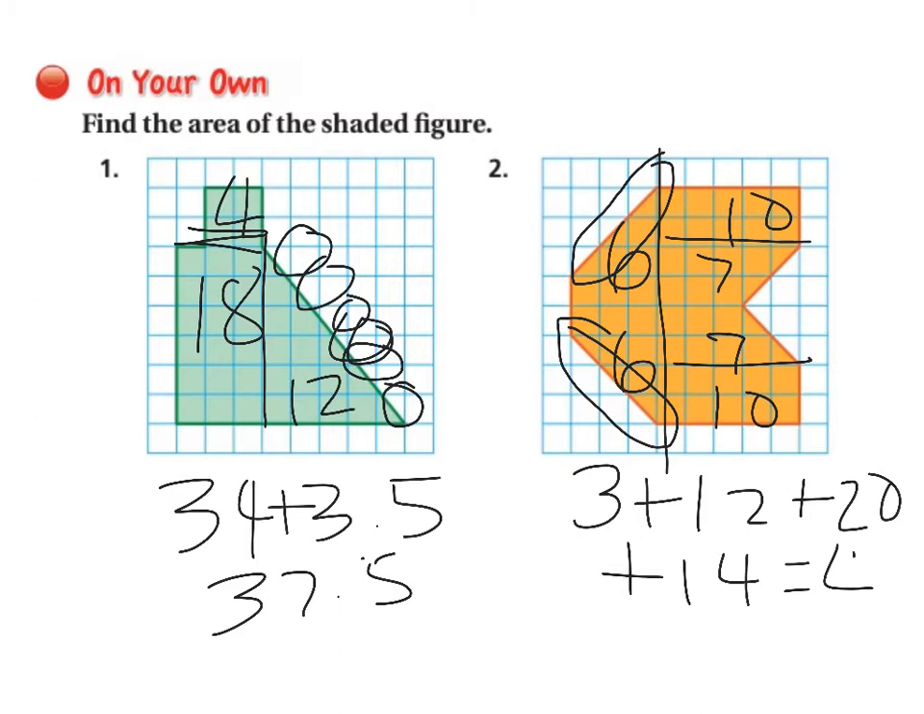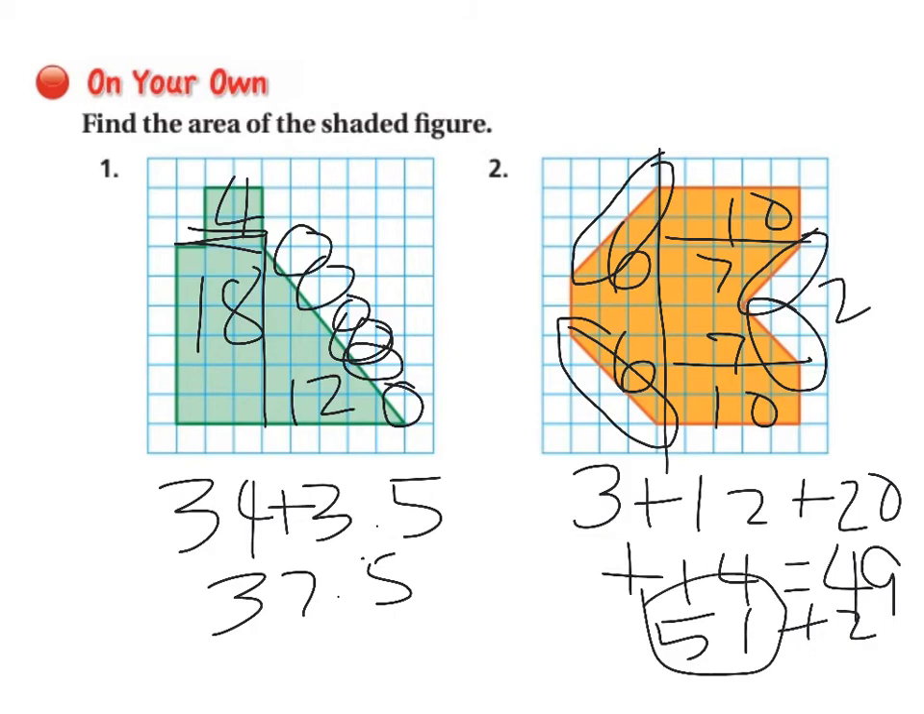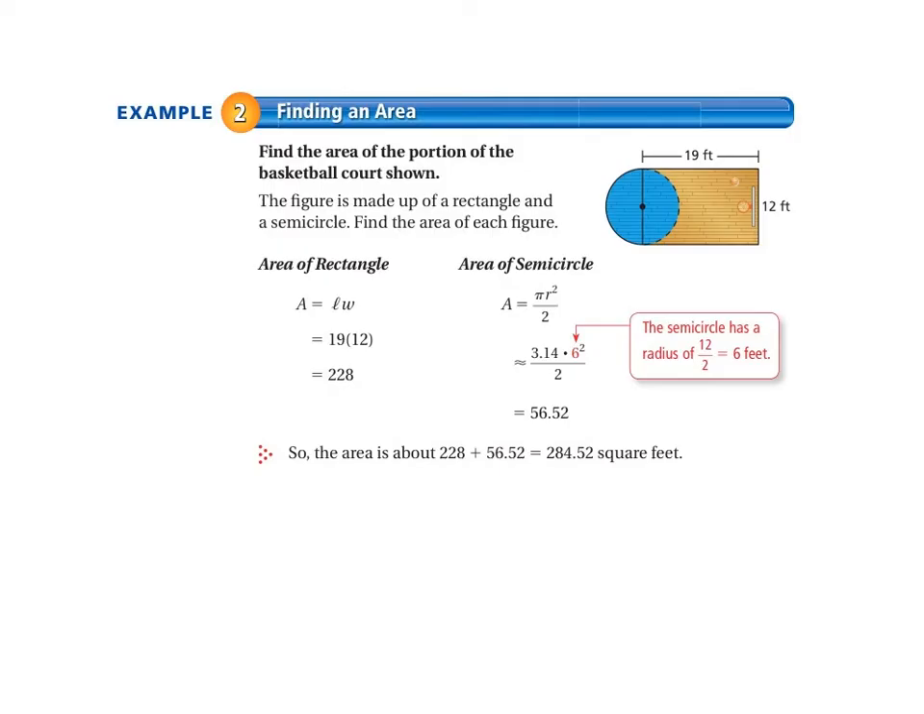Oh, we get 49. I was close. Oh, I see what we forgot. We forgot those 2 half triangles and those 2 half triangles. So that's another 2 squares, because it's 4 half triangles. 4 times a half is 2. So 49 plus 2 is 51. Mrs. Timms almost forgot those.